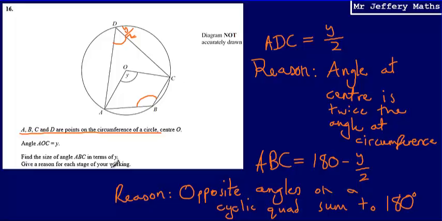And because it says give a reason for each stage of your working, those reasons are going to be important and will probably be 1 mark for each reason that you give and 2 marks for your final answer. So those reasons are really important. So final answer, angle ABC equals 180 minus Y over 2.